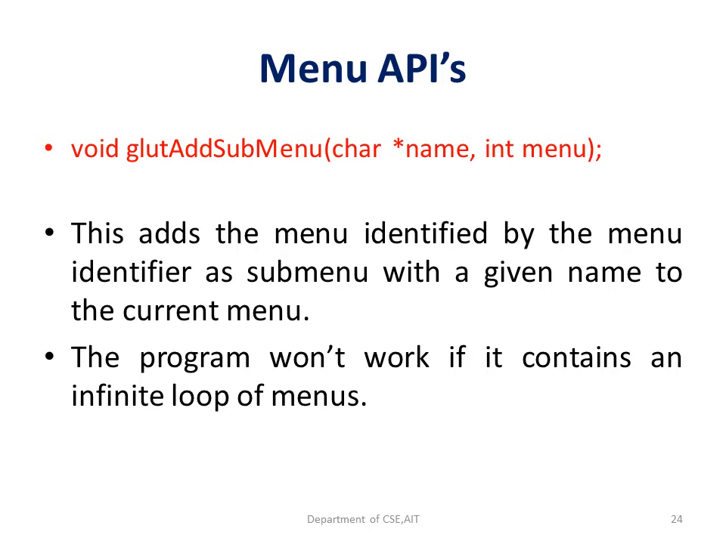So it is part of the same menu. So we have two things here, that is the name and the menu. The menu is the number and name is the name of that particular choice. So we can include the submenus by making use of this glutAddSubMenu.